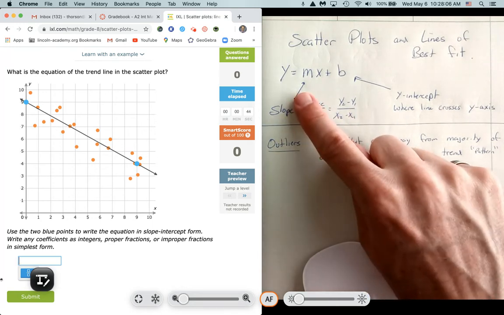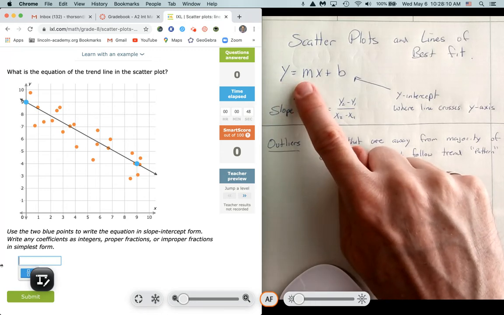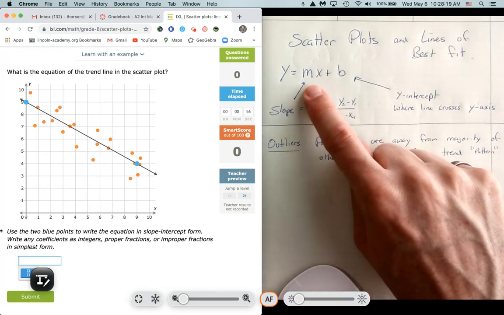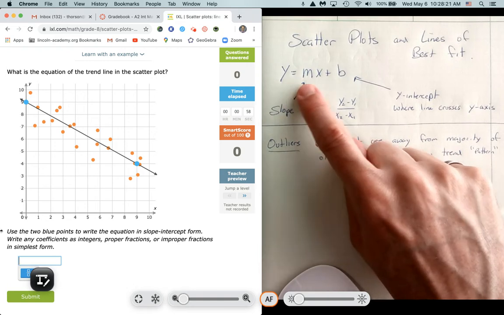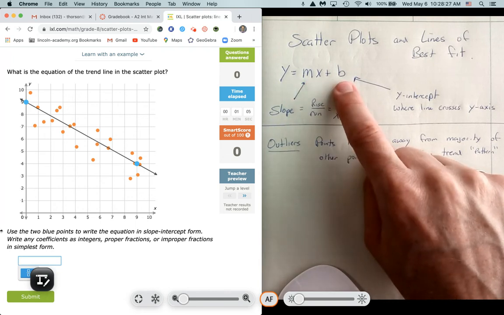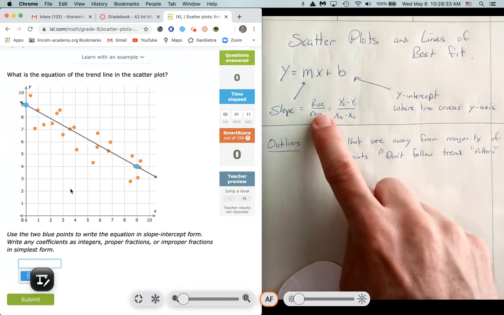So here I've put down a linear equation, y equals mx plus b, because that's what they ask for. It says write the equation in slope-intercept form. This is slope-intercept form. Now remember, the y and the x are variables. So when you write your equation, you'll definitely write the y and the x. It's the m and the b that are numbers that we need to find. The m is the slope, which is rise over run.